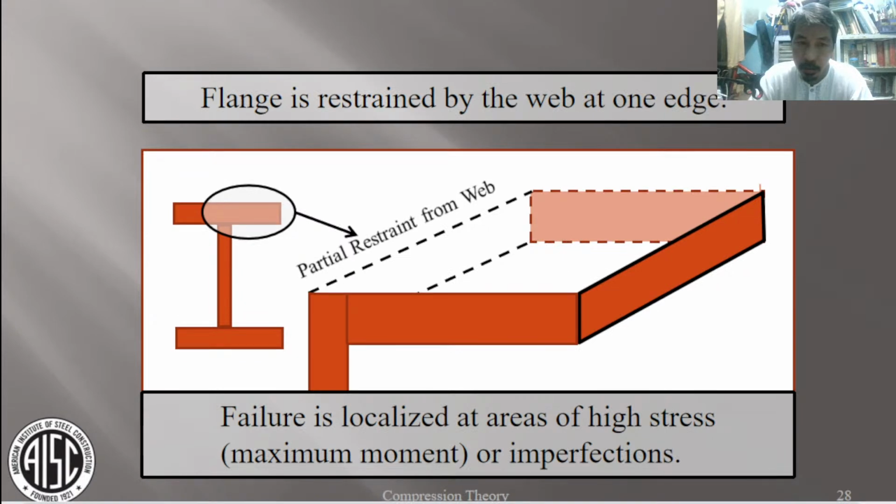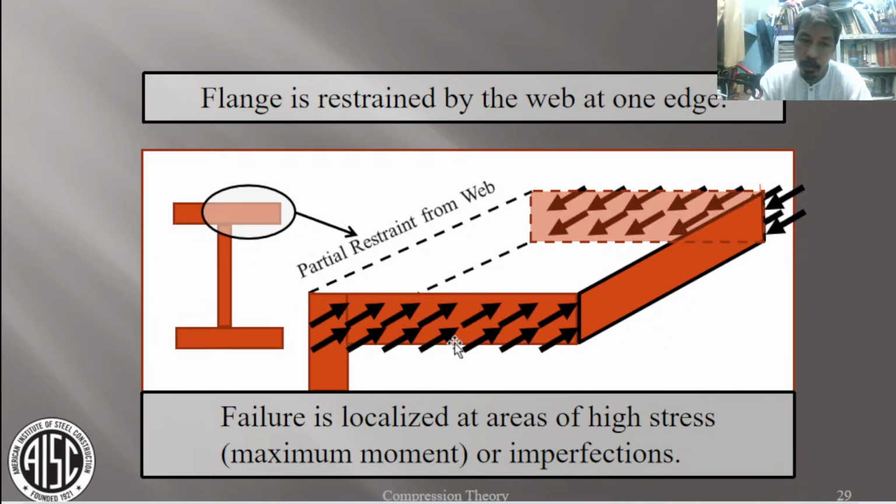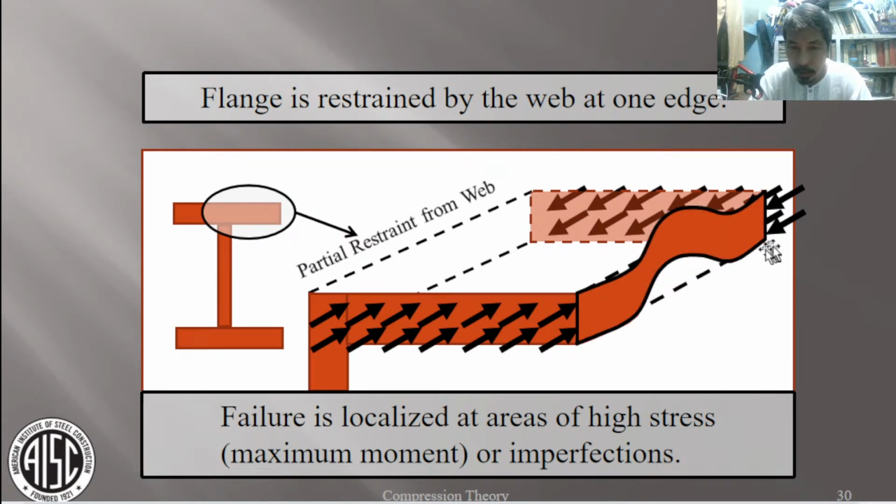So failure is localized at areas of high stress, maximum moment, or imperfection. For example, this is the high stress area, so it will buckle in this manner, like this. Because of too much stress here, it will yield and locally buckle like that, no? Partial buckling.